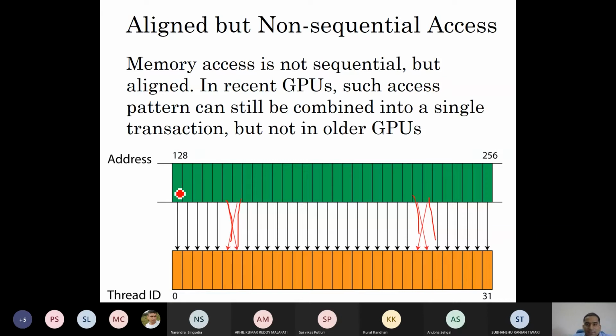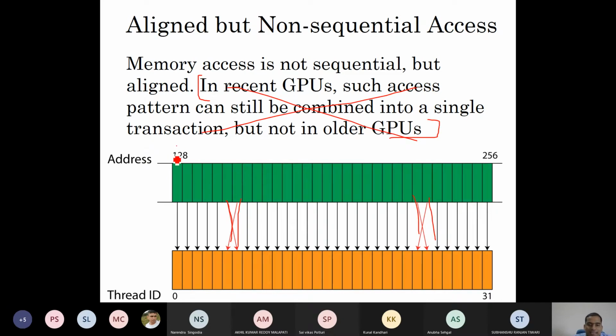Aligned means it has to fit within the boundary of 0 to 127, 128 to 255, 256 to the next, and so on. So in recent GPUs, of course, this is not a problem, as I already said. But forget recent CPUs. So this point you can ignore. We just have to worry about the GPUs on which we are focusing.